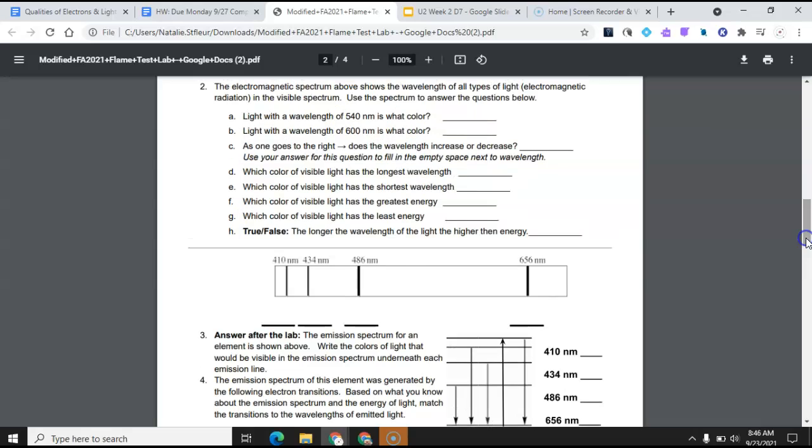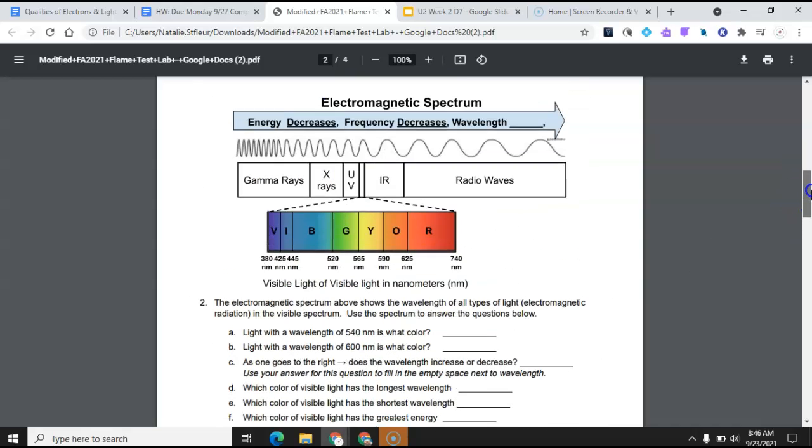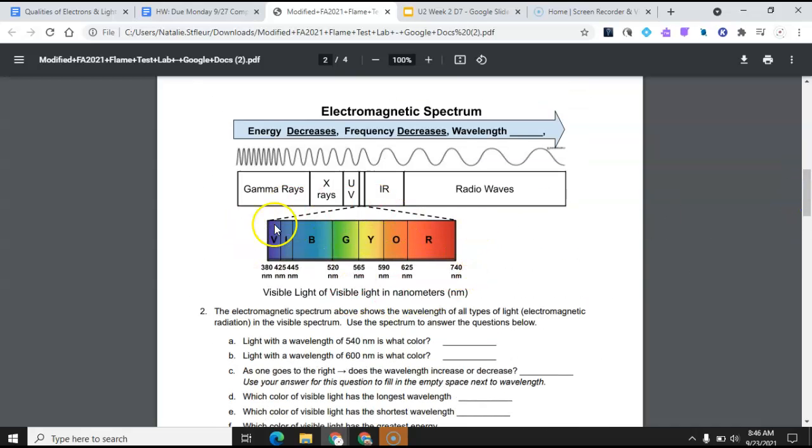So question 3, you have this emission spectrum, and you're asked to identify the colors corresponding to each band. So you have a band here at 410 nanometers, 434 nanometers, 486 nanometers, and 656 nanometers. And underneath each band, there is a line, and that's where you'll type in the color. So to figure out the color, you come back up here and look at the visible region of the spectrum to help you figure that out based on the wavelength.